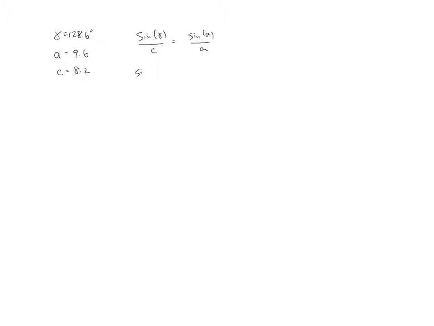So sine of 128.6 over 8.2 equals sine of alpha over 9.6. So that tells us that sine of alpha is going to be 9.6 times sine of 128.6, all over 8.2. Now, this is where we need to be careful, okay? To point out a few things real quick, there's 180 degrees in a triangle, so all of your angles existing on the unit circle will be in quadrants 1 or 2, which means in quadrant 1 or 2, sine is always going to be positive.